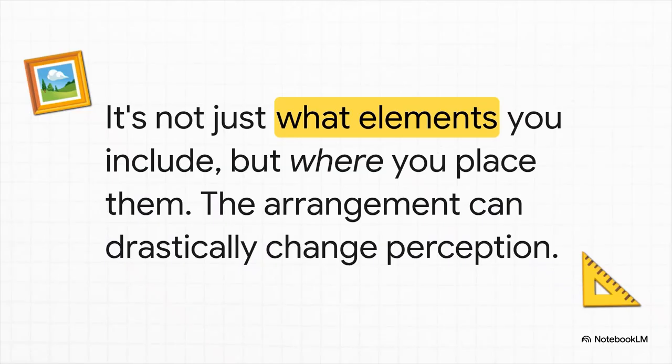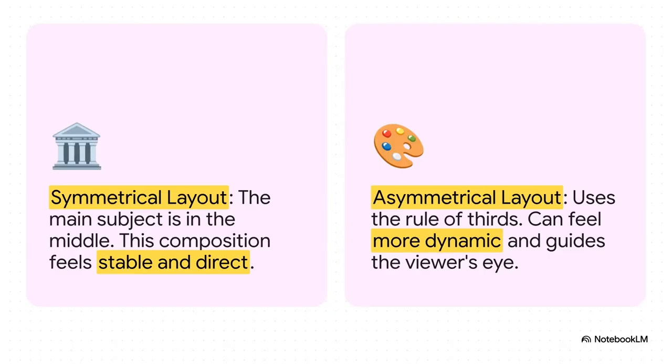Next up, let's talk about composition. This isn't just about what elements you put in the thumbnail. It's about where you put them. The way you arrange your subject, your text, and any other graphics can completely change how the thumbnail feels. So, you could have a perfectly centered, symmetrical layout. That can feel really stable and direct. Or you could try an asymmetrical layout, maybe using the classic rule of thirds. That can feel way more dynamic and actually guide the viewer's eye across the image. Test them both out and see what feels more compelling.